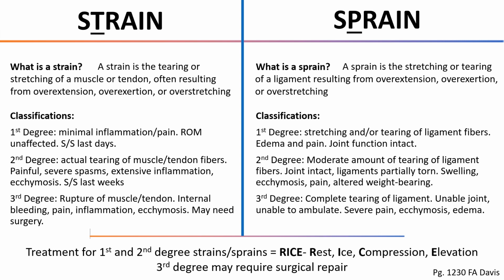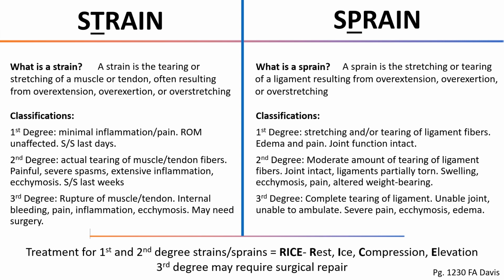The treatment, this is the easier part. The treatment for them is relatively the same. So for first and second degree strains and sprains, we're going to rest the injured extremity for as long as 72 hours to allow ligaments or tendons time to heal. We're going to apply ice for no longer than 30 minutes, 3 to 5 times per day for 24 to 72 hours after injury. This will promote vasoconstriction and decrease bleeding and fluid collection to the injured area.